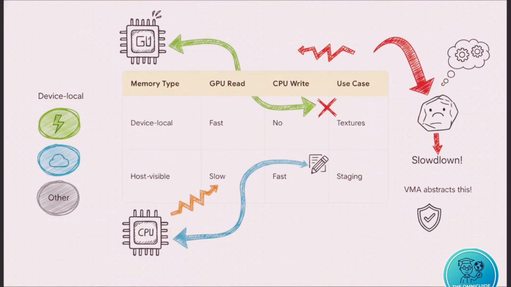Host visible memory is the exact opposite. If you aren't paying attention and accidentally dump your vertex buffers into host visible memory instead of device local, you are looking at a massive performance slowdown.